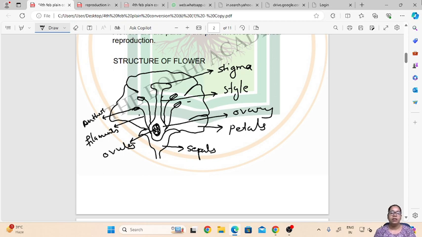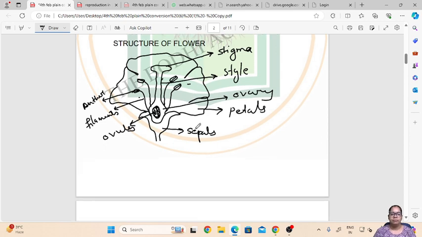So basically the flower consists of these various parts: the sepals, the petals, the ovary, style, stigma, anther, and the filament. This flower, which is the reproductive part of the plant, consists of the male reproductive part, which is the anther and the filament, and the female reproductive part, that is stigma, style and ovary. Now let us see the male and female reproductive parts of the flower in detail.